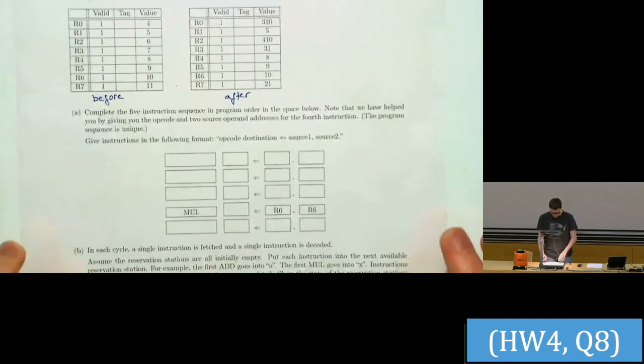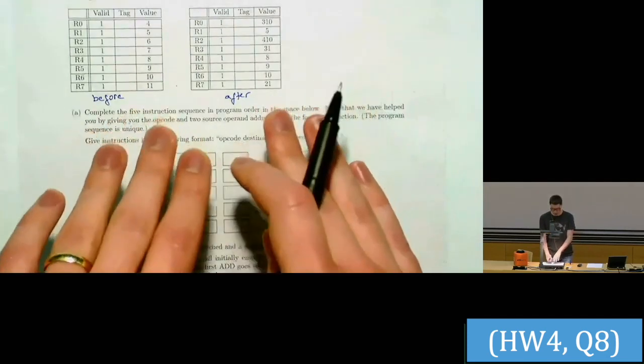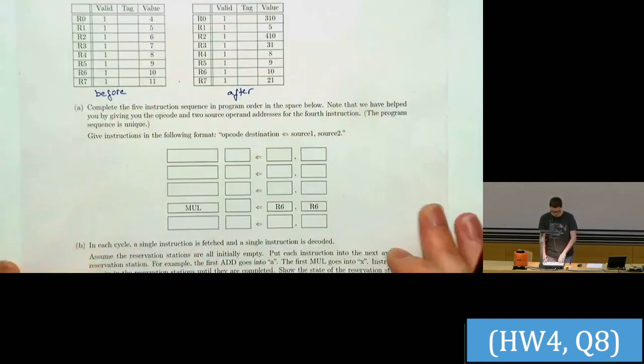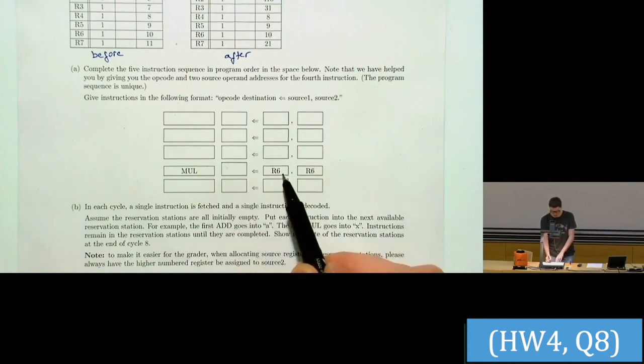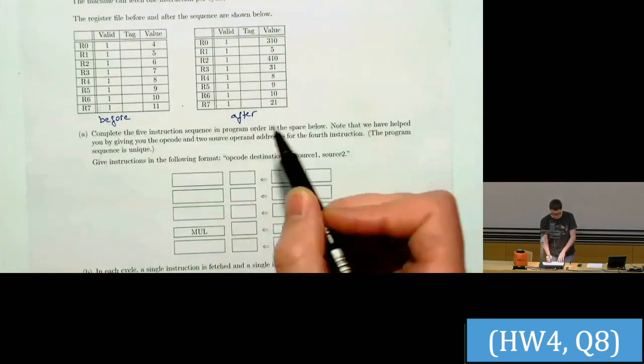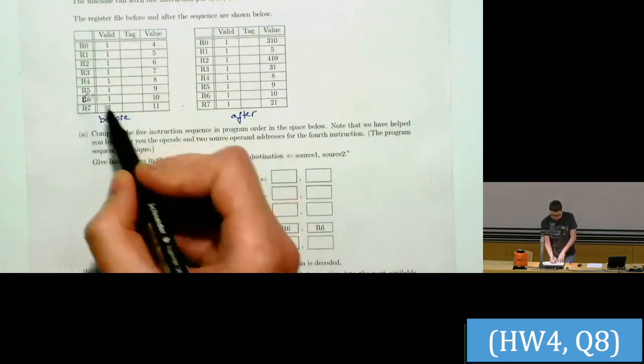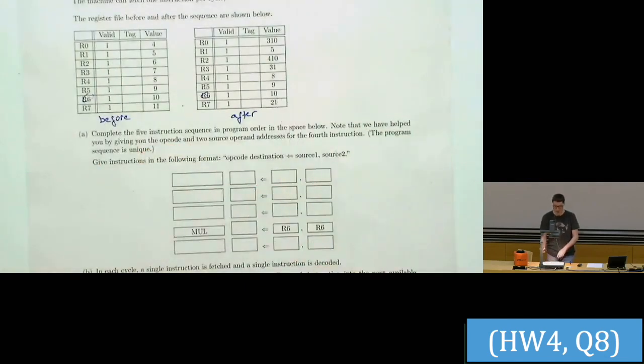So here, how can you figure out what the instructions are just by looking at those two tables, the before and after version of the same table? There's a hint in this question, which is that the fourth instruction is given to us partially. We don't know the destination register, but we know that it is the multiplication of R6 and R6, right? And when we look at the before and after version of the register file, we can see that R6 is not modified, right? It remains as 10.